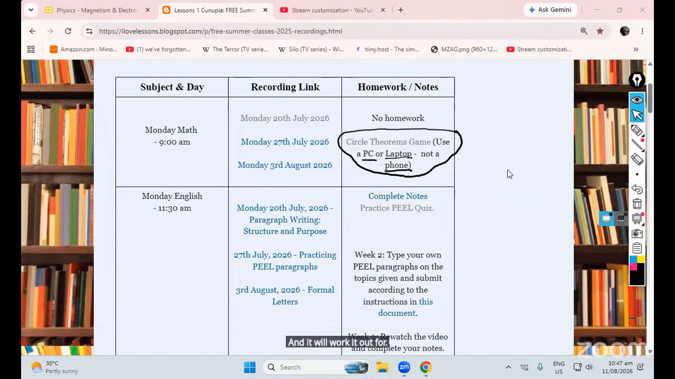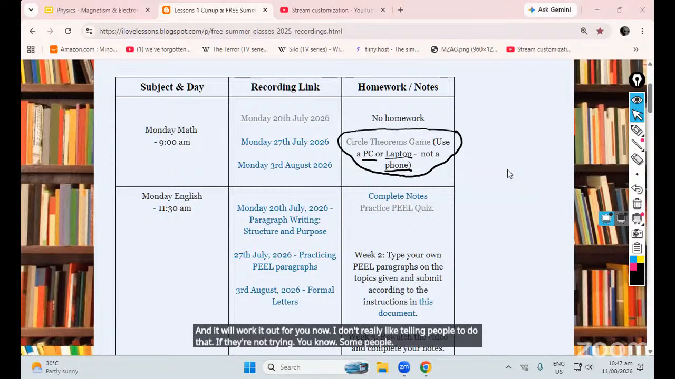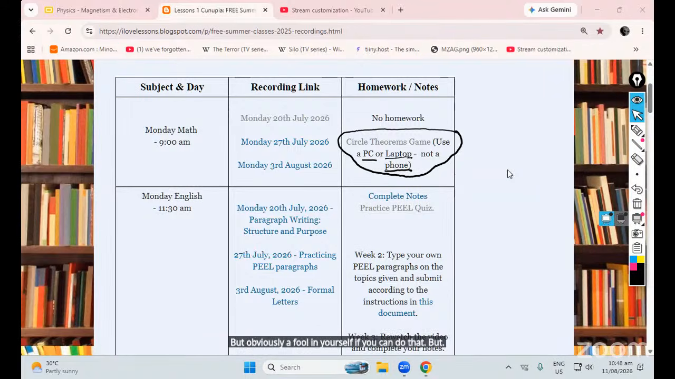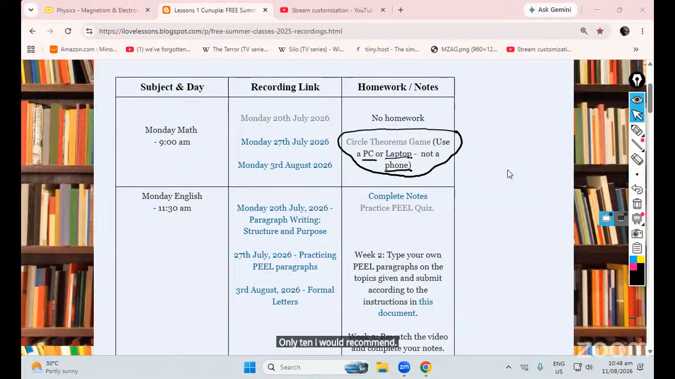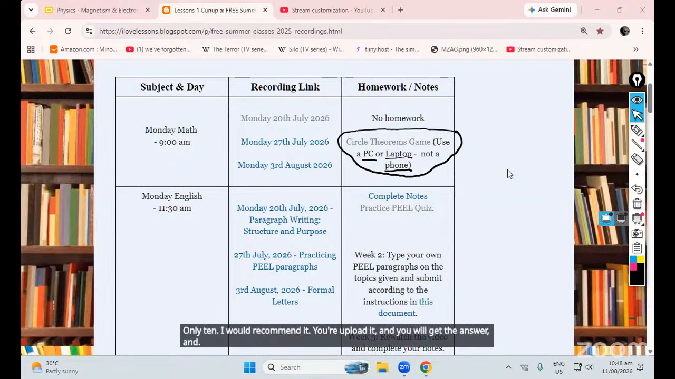Now, I don't like telling people to do that if they're not trying. Some people will just say, I'm going to use AI to work it out and just get my answers. I mean, anybody could do that without me suggesting it in any case. But obviously, you're fooling yourself if you do that. But if you know you really tried, you genuinely tried it many, many times, and you just can't get the answer, only then I would recommend it. You upload it and you will get the answer and you'll see why you're wrong. But that's our last resort.